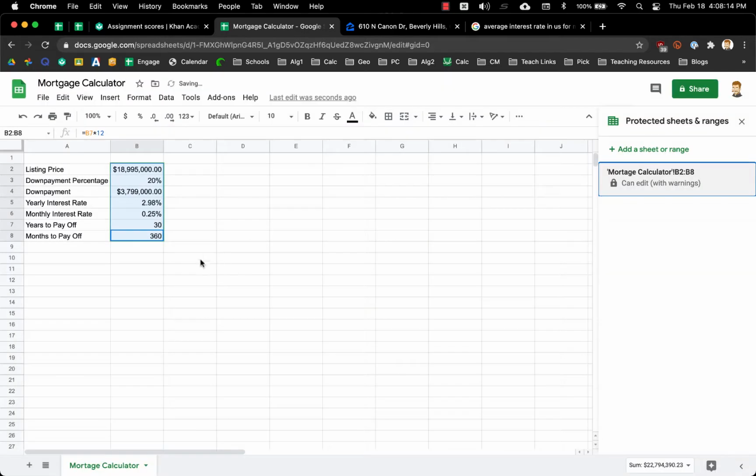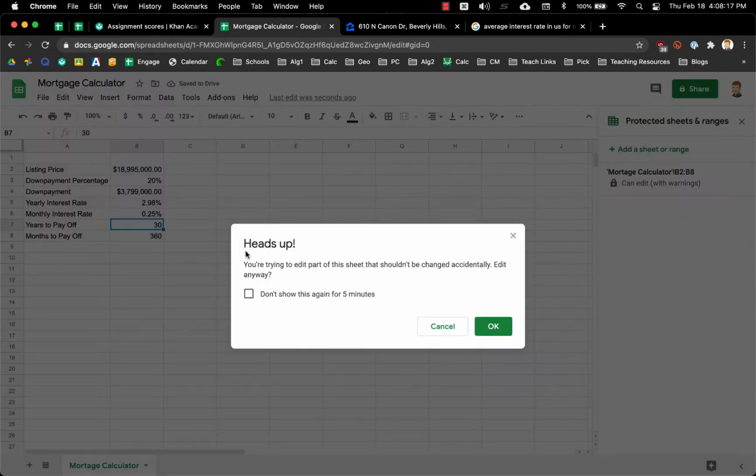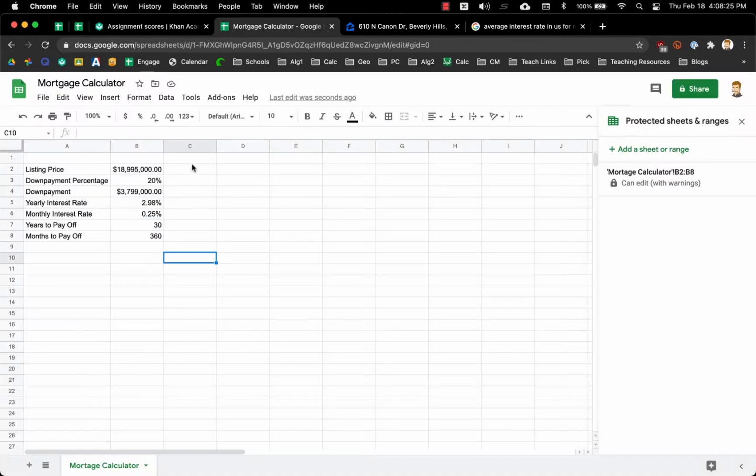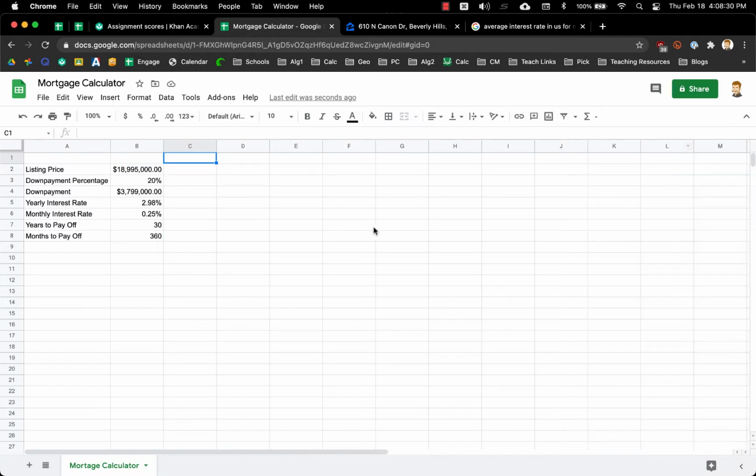So now if I were to accidentally hit backspace on 30, it says, no, wait, heads up. You're trying to do things you shouldn't do. And you can be like, I know what I'm doing. You can check this and hit OK. I'm going to hit cancel. Like, oop, I didn't mean to do that. Okay, it's protected.